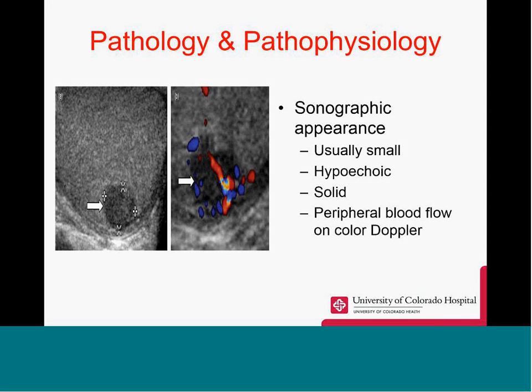Here on ultrasound, they are usually small, hypoechoic, solid masses with peripheral blood flow on color Doppler. Really, the only way to tell these is a surgical biopsy.